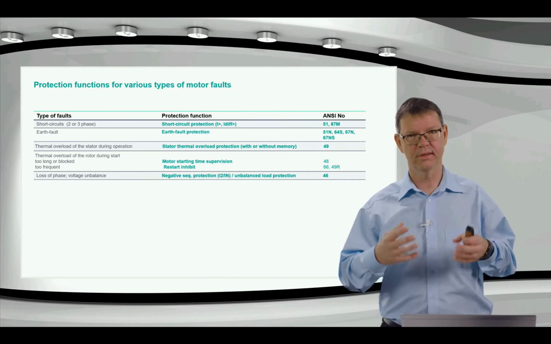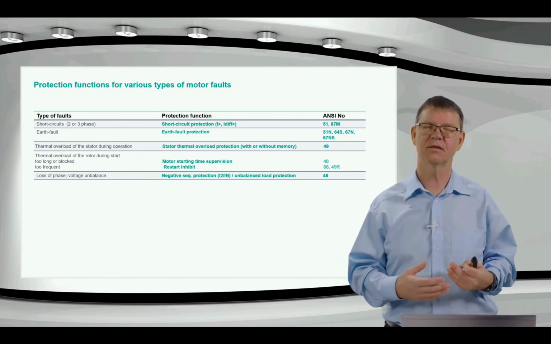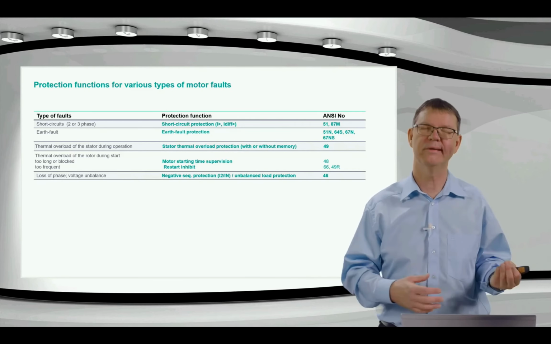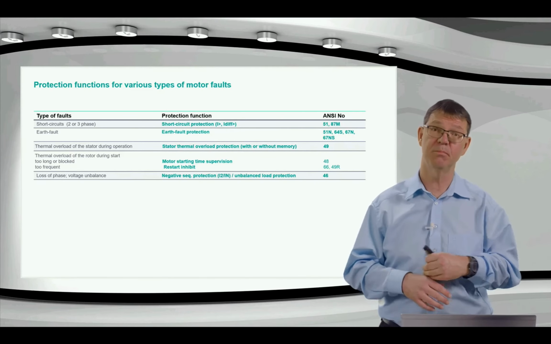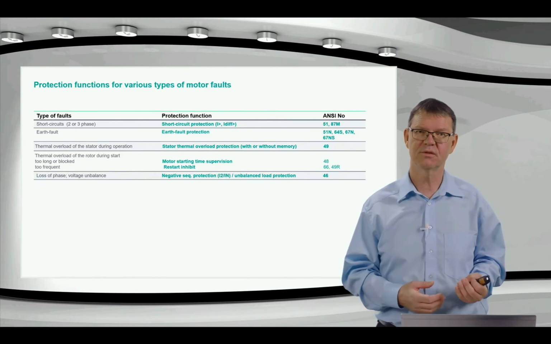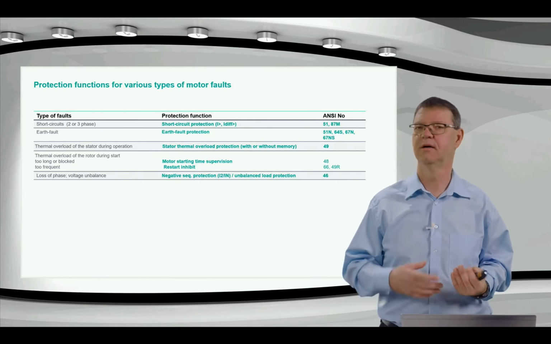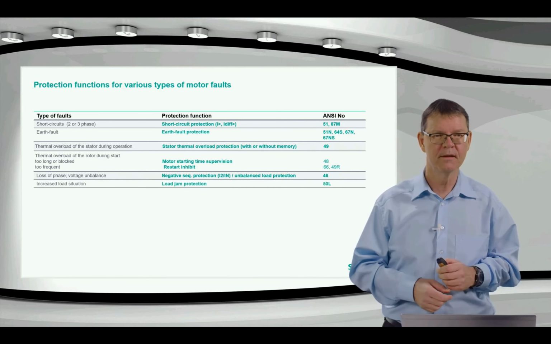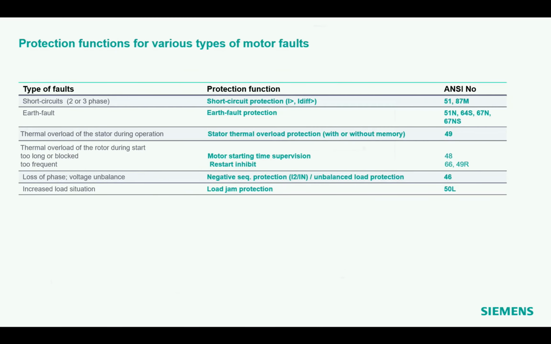Of course, we also have a non-thermal one, a classical negative sequence function. This could be used to detect if one phase is completely lost, because then I get a relatively big share of negative sequence current, and then I don't need to think about thermal effects, I can just trip the motor.